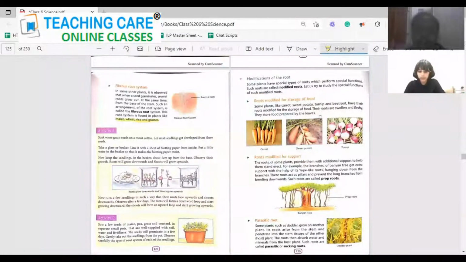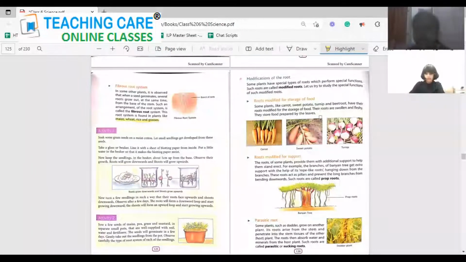What do you think is the need of these roots? Why is it growing downwards, unlike in other plants? Ma'am, they act as pillars and prevent the long branches from bending down. Yes, the banyan tree is very large, and its branches are spreading out. So in order to balance the weight and hold the branches firmly, the roots are growing downwards to hold it up to the ground. These roots are called prop roots.